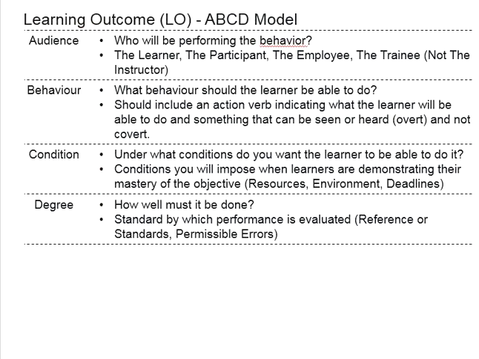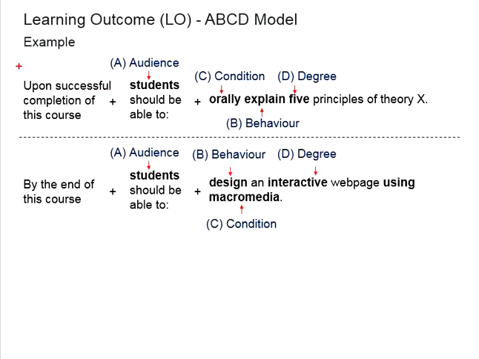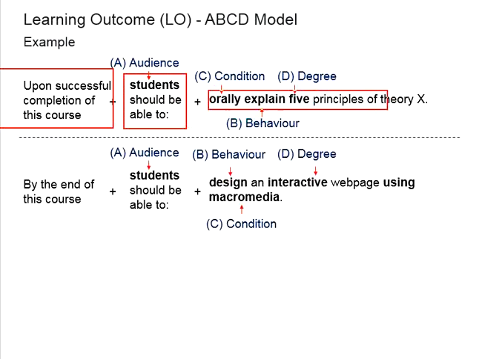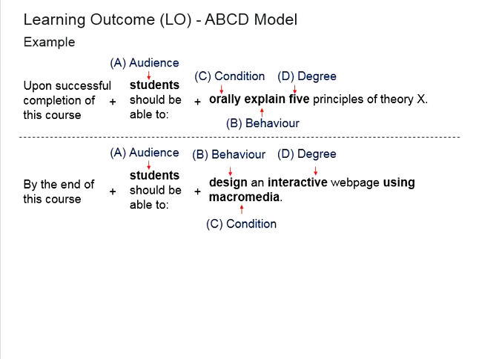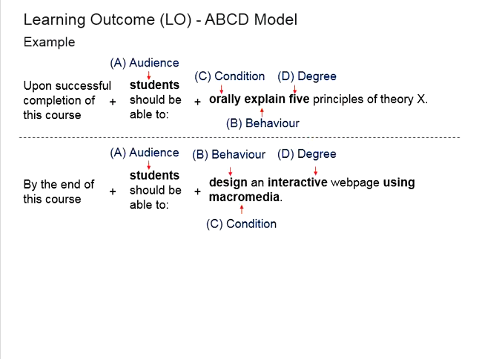For better understanding, let us look at an example. Take this as the learning outcome. Upon completion of this course, students should be able to orally explain 5 principles of theory X. You will see the ABCD model within the learning outcome. The audience, A, will be the students. The students are the learners for this particular course.